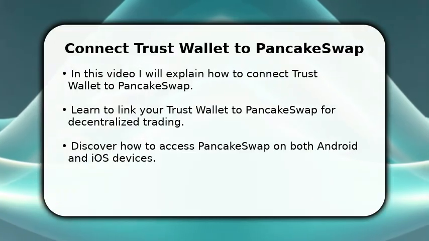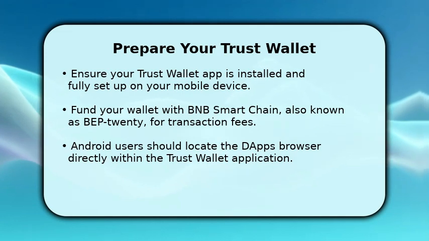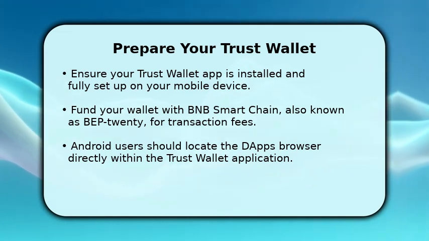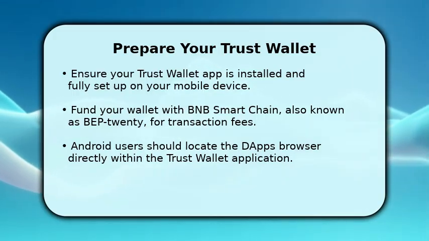Let's get started. Before connecting, make sure your Trust Wallet is ready. First, download and set up the app on your phone. You'll need some BNB Smart Chain or BEP20 tokens in your wallet to cover network fees, often called gas.